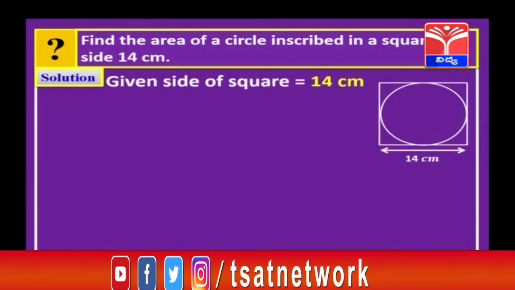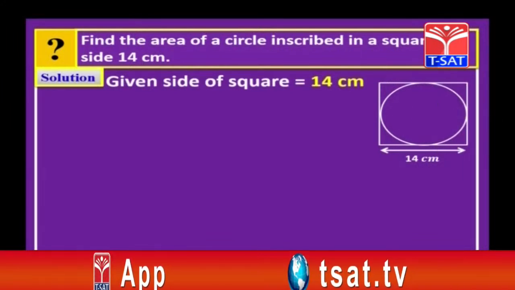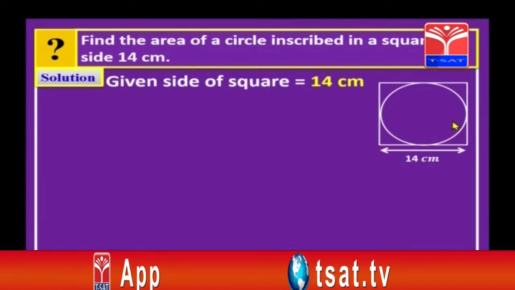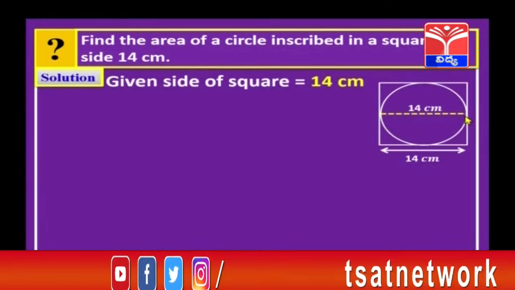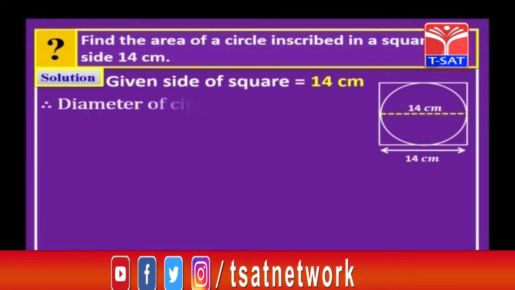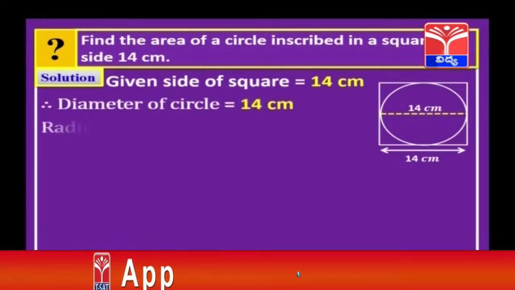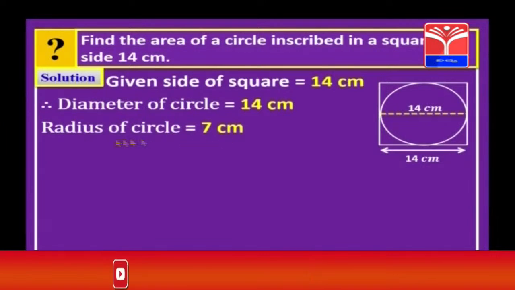Okay, children. So to find area of a circle, what is needed? You need radius. So first we need to calculate the radius of the circle. Let us see how to calculate. Since the side is 14 centimeters, this 14 centimeters becomes the diameter of the circle. So diameter of a circle is 14. Then what is radius, children? Yes, radius will be half of the diameter. So half of 14 is how much? 7. So radius of the circle is 7 centimeters.